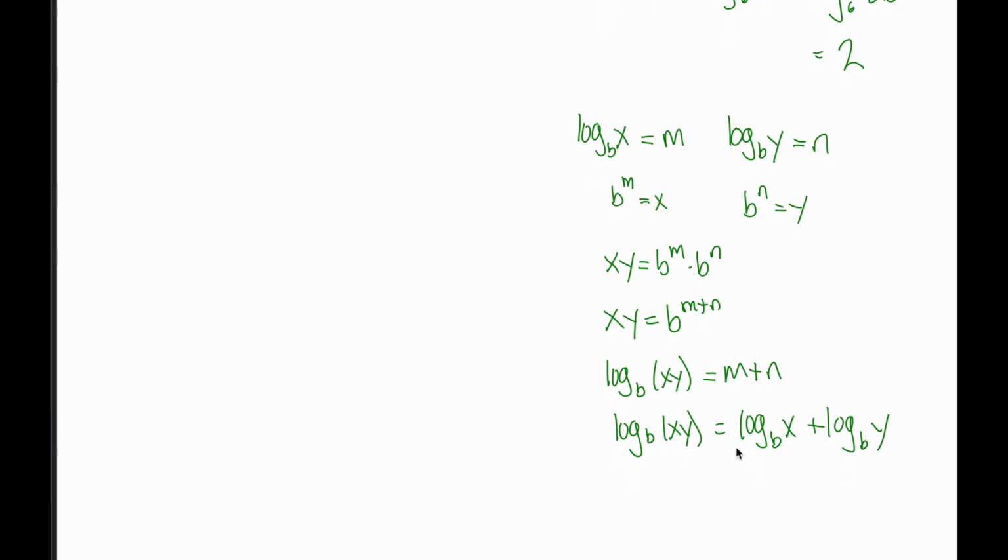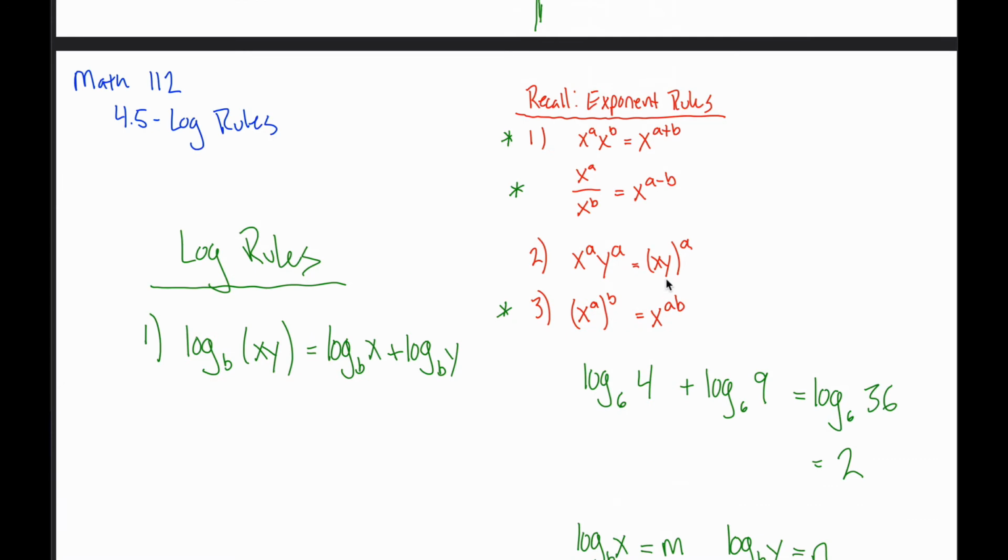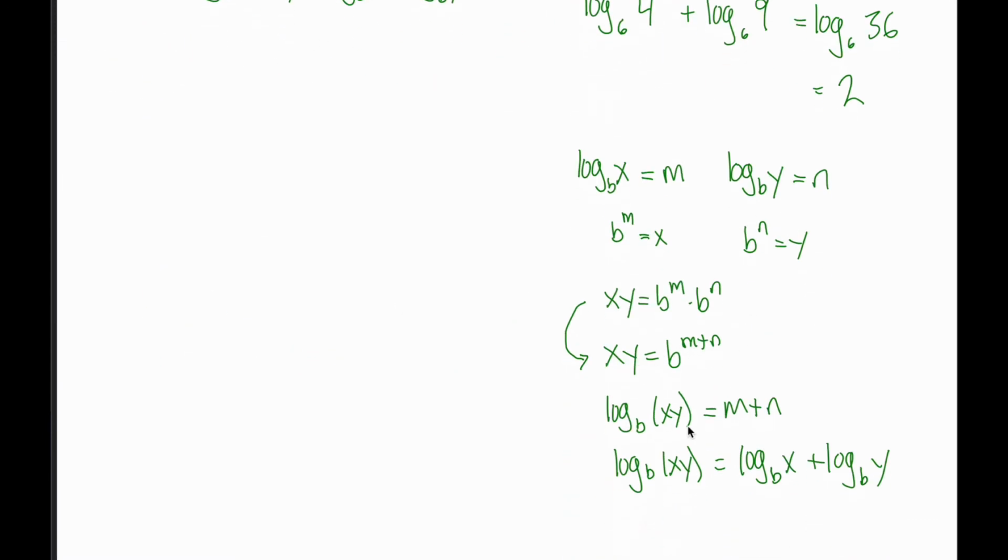Can you kind of see what's going on here? Can you see how in this step we used this first exponent rule? And that equivalence is really what gave us this log rule to begin with. Wait, but how did you know to set log base b of x equal to m and log base b of y equal to n and then change that into exponential form? I didn't know how to do that. I read it online. It's kind of the same idea. That's what you should do.